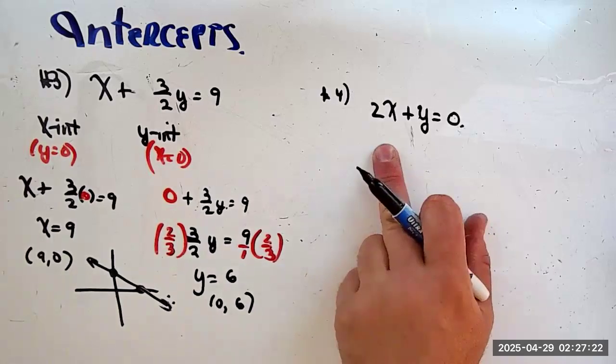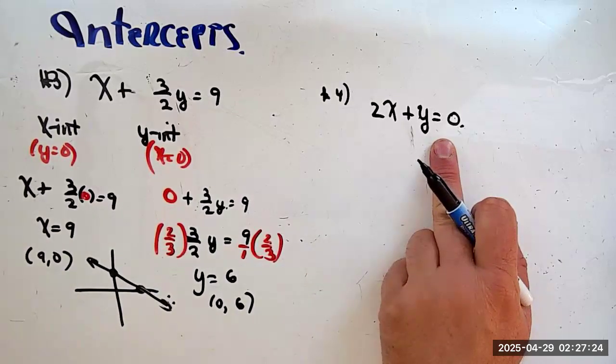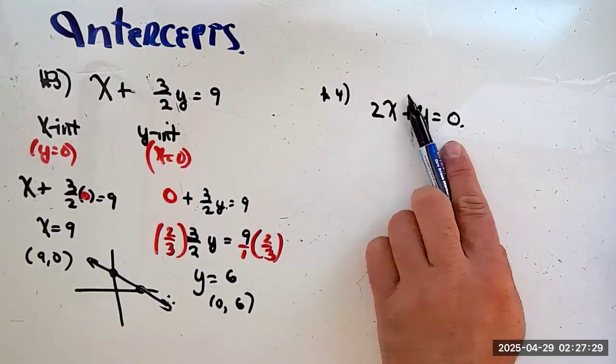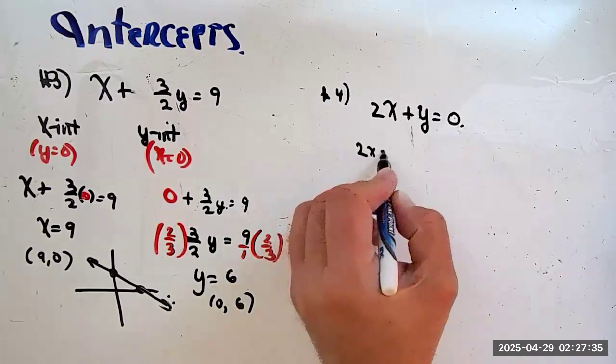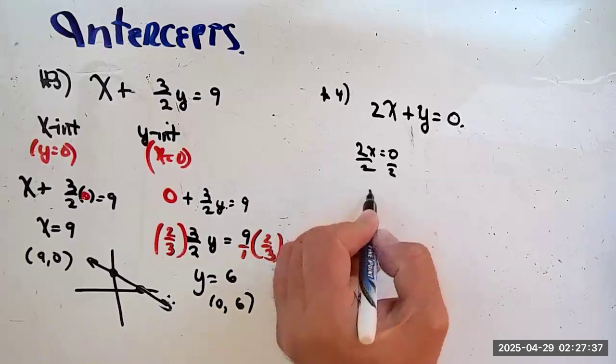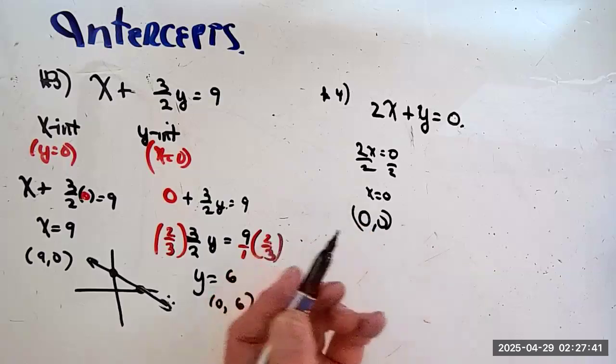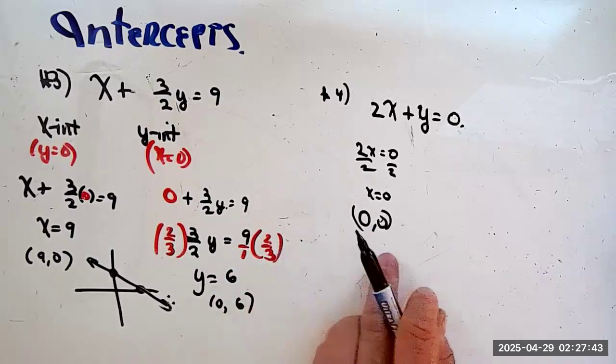Okay, one more example. Here we have 2x plus y equals 0. When I force y equals 0, we have 2x equals 0. Therefore, x equals 0. You divide by 2, so x equals 0. So 0, 0, the origin is your x and the y-intercept.